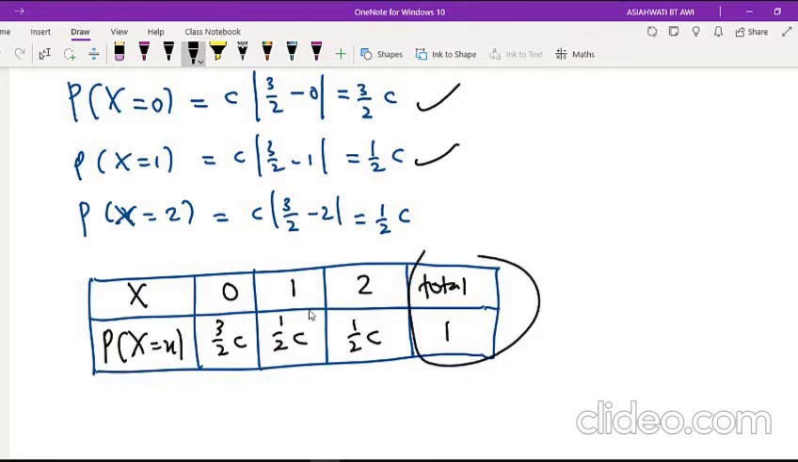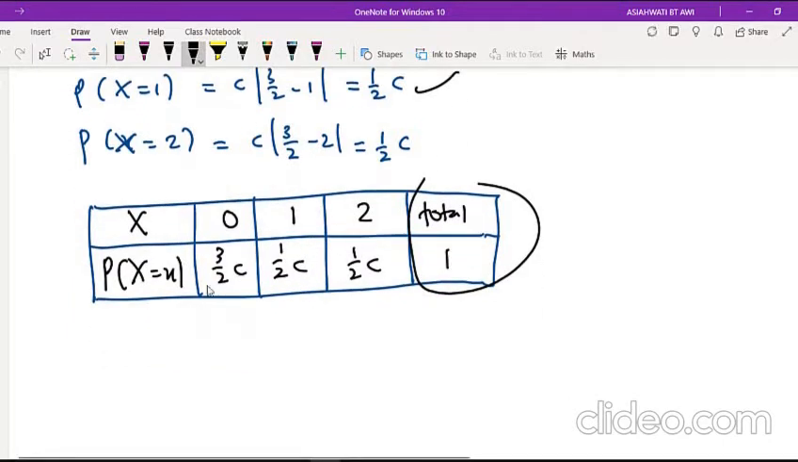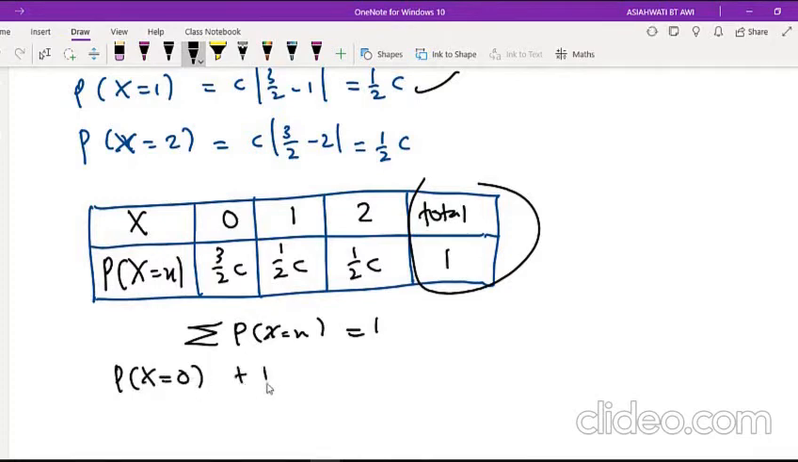So, all the total. Maybe you can do it like this, and skip the table step. Total probability is equal to 1, or P of X equals 0 plus P of X equals 1 plus P of X equals 2 is equal to 1. And substitute the values.